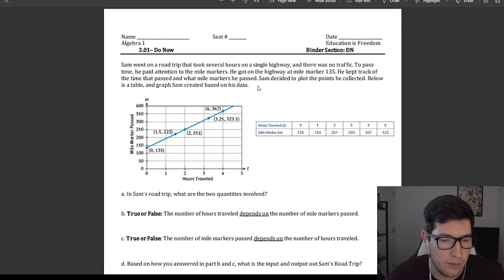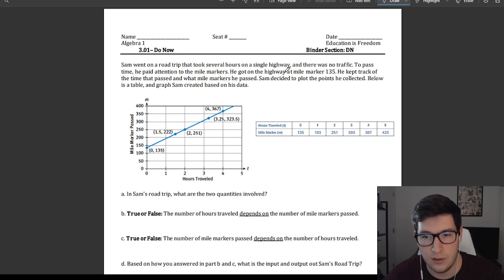All right, so coming back to this, in our lovely do now here, we have that Sam went on a road trip that took several hours on a single highway, and there was no traffic. To pass time, he paid attention to the mile markers. He got on the highway at mile marker 135. He kept track of the time that passed and what mile markers he passed. Sam decided to plot the points he collected. Below is a table and a graph Sam created based on his data.